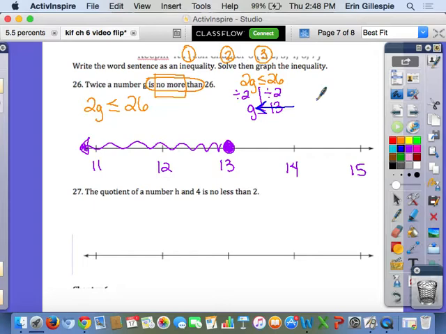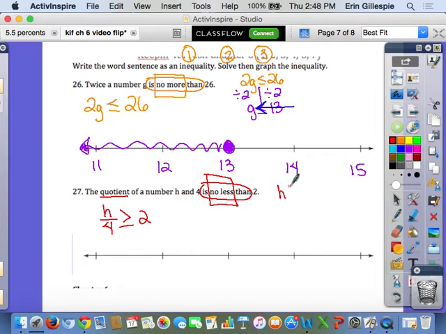All right, 27, the quotient of a number h and 4 is no less than 2. So left to right, quotient means I'm going to be dividing. So I'm going to set up a little fraction bar here. A number h, whatever comes first goes on top, and 4, that's going to go on the bottom, is no less than, no less, not less, so greater than or equal to 2. So our inequality is h divided by 4 is greater than or equal to 2.